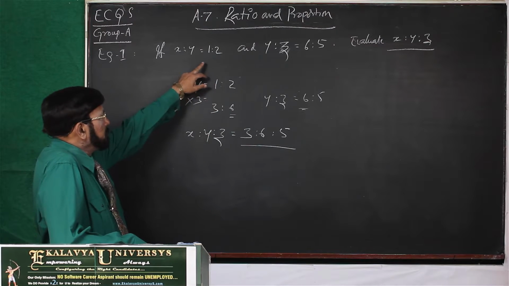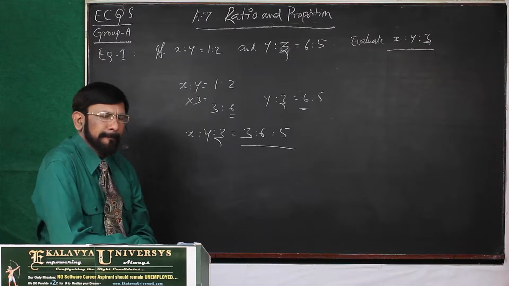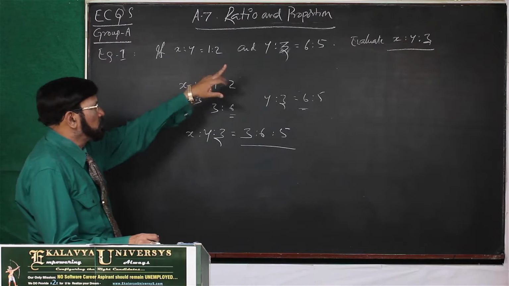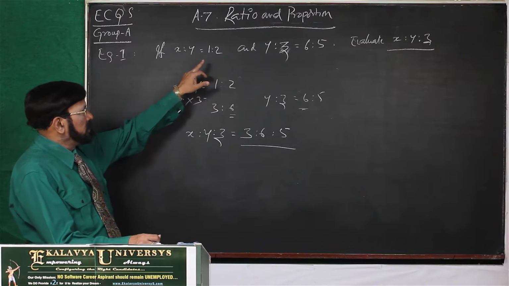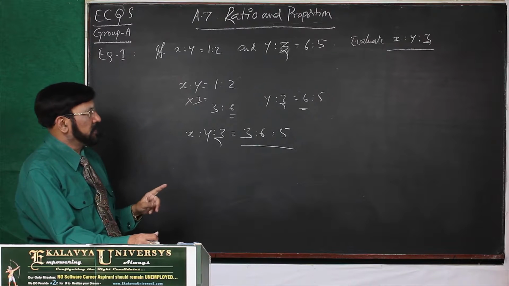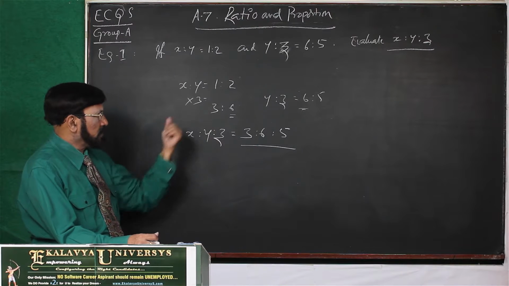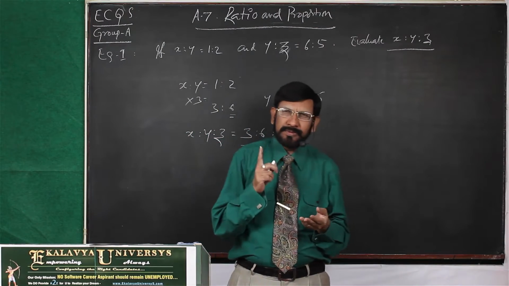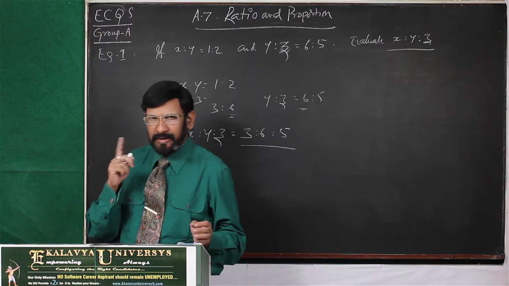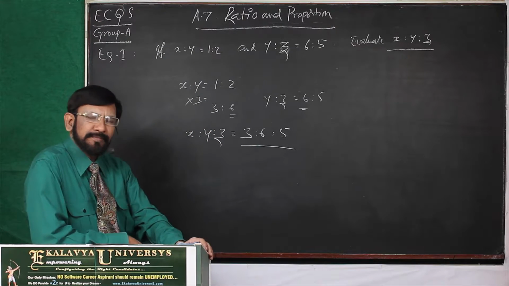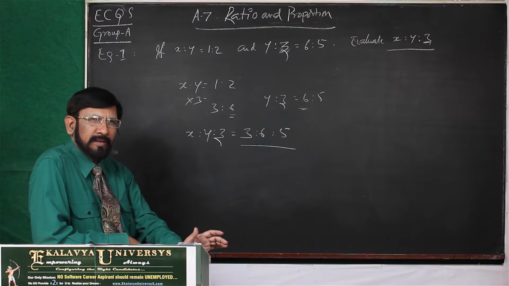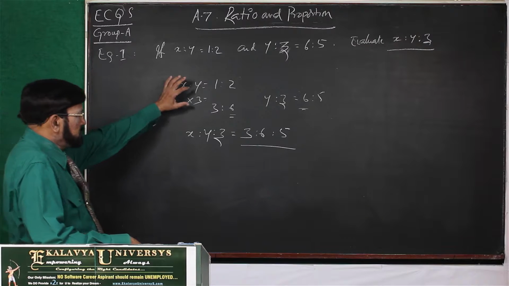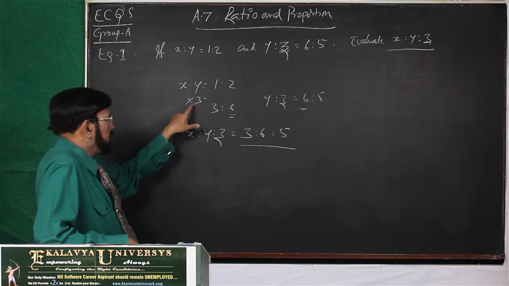So once again I repeat, whenever this type of problem is given, the common element is there, y, in both ratios. So by equalizing the value of y in both ratios, we can solve this. You know the rule: if a ratio is either multiplied or divided by the same number except 0, then the value of the ratio is not changed. That principle we have taken into consideration.